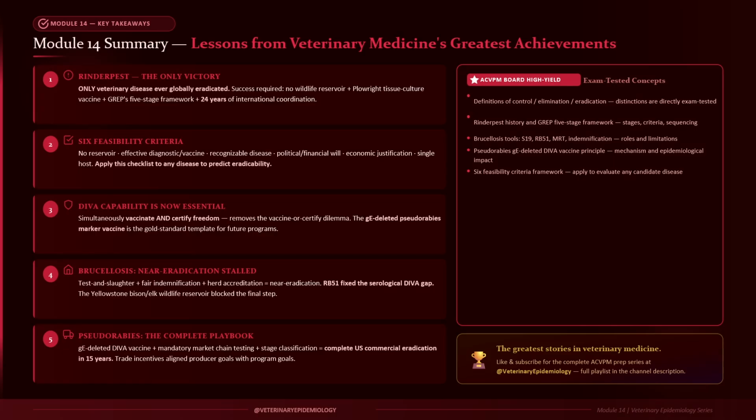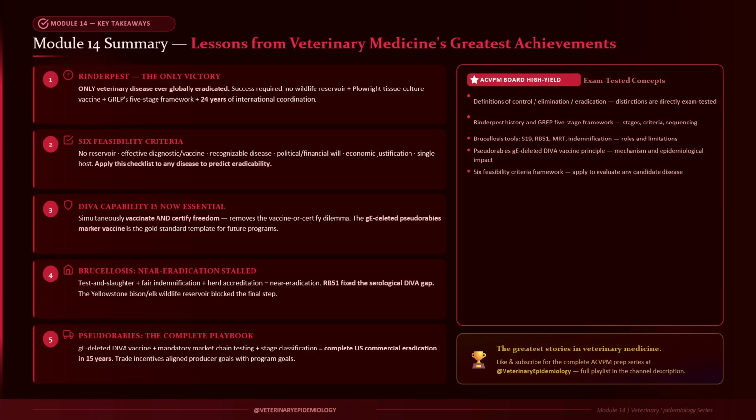A lot of ground. Let's bring it all together with a summary of the key takeaways and an exam strategy to make sure you walk into that board exam ready. Terminology. Control reduces burden. Ongoing effort required. Elimination zeros out cases in a region. Reintroduction risk remains. Eradication is permanent global elimination. No pathogen, no program needed. Know which is which. The boards will absolutely test this.